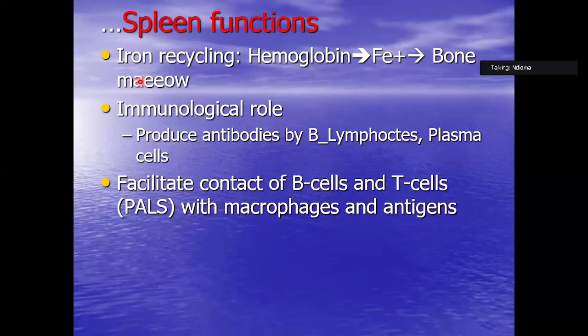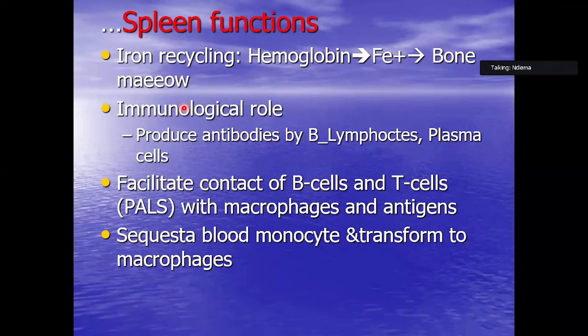We also have, within the splenic cords and within the white pulp, facilitation of contact of B and T lymphocytes with the macrophages. These macrophages are antigen-presenting cells. We also have other antigen-presenting cells referred to as dendritic cells, which send the antigen to the B cells so that they can be activated. The B cells can further be activated by the T helper cells within the splenic cords.